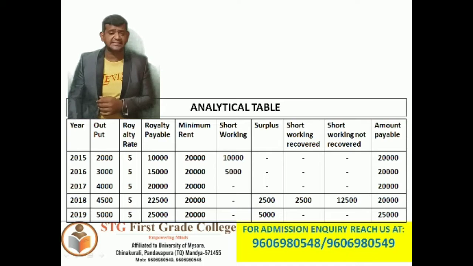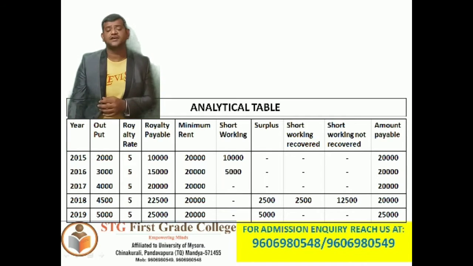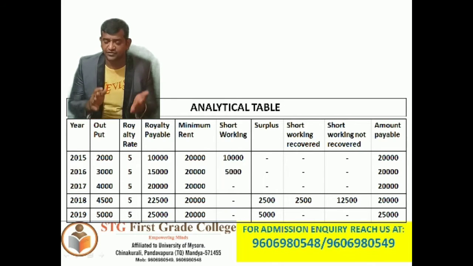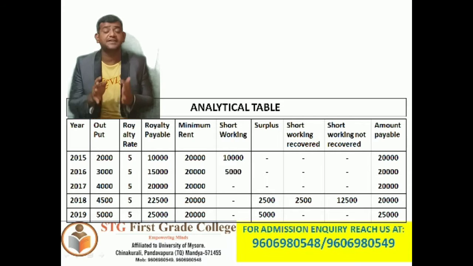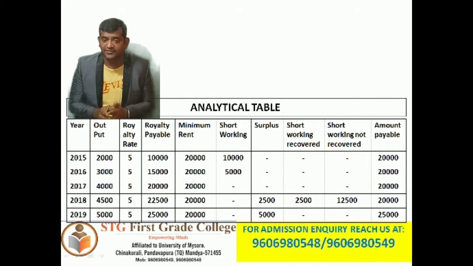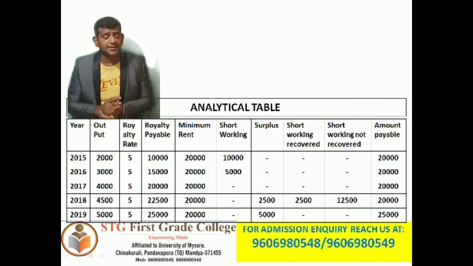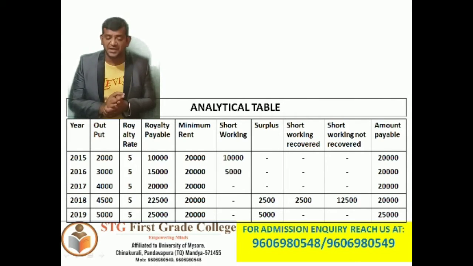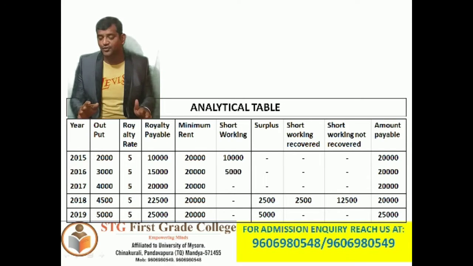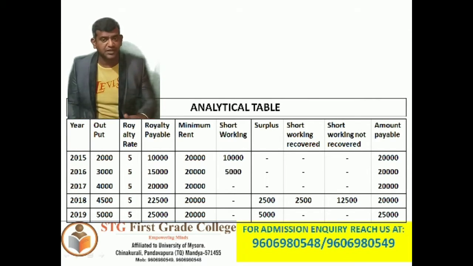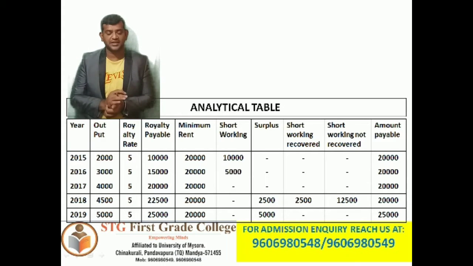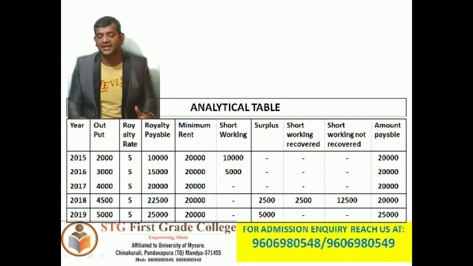Next, 2019. 5,000 tons of coal has been raised in the year 2019, at the rate of 5 rupees. 25,000 is the royalty payable, but minimum rent was 20,000. So here the royalty payable column is the greater one, so there is no short working. Surplus is there, 5,000. Short working recovered nil. Short working not recovered nil. Amount payable 25,000 rupees. So this is the analytical table.